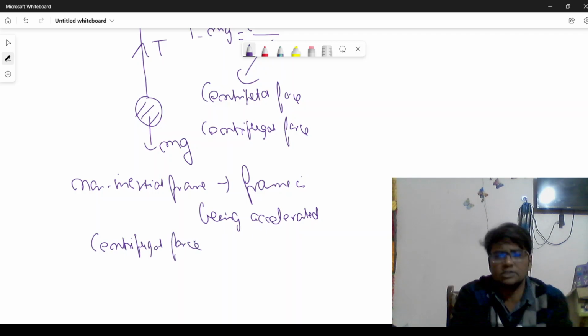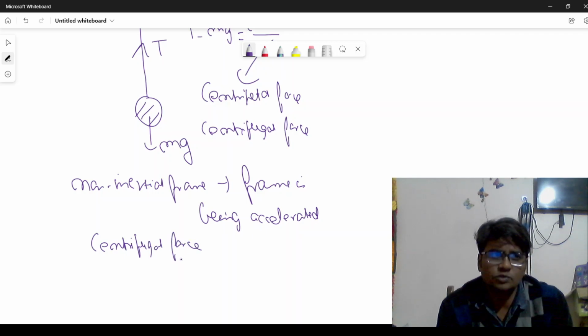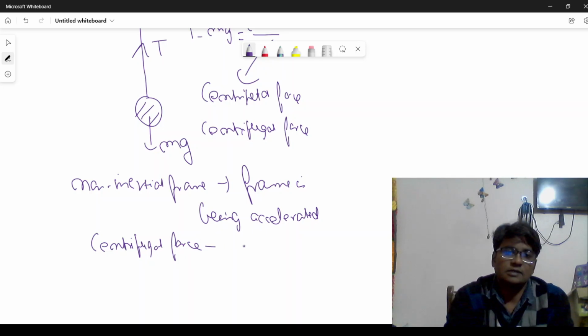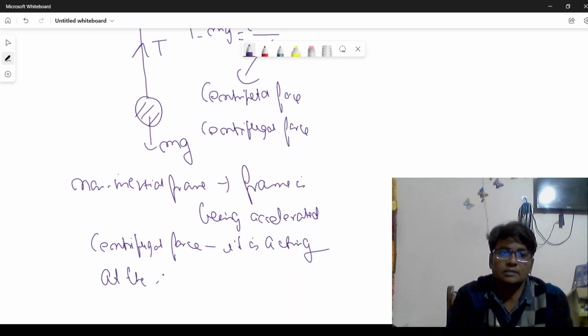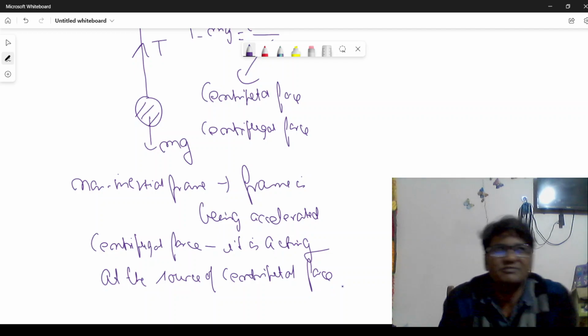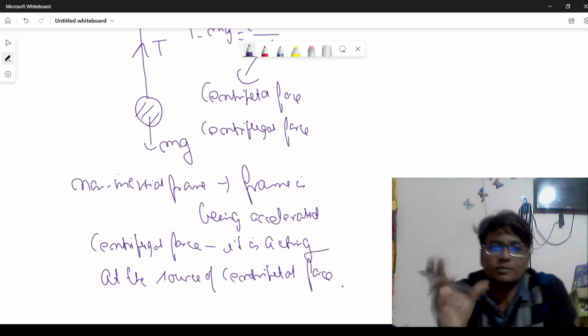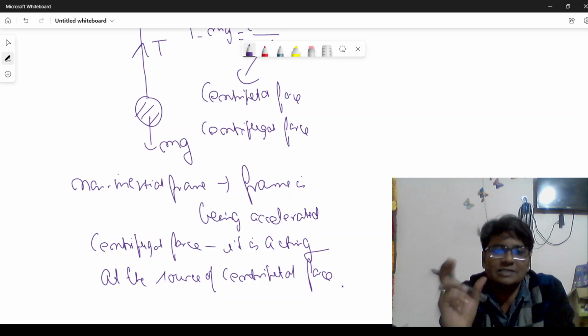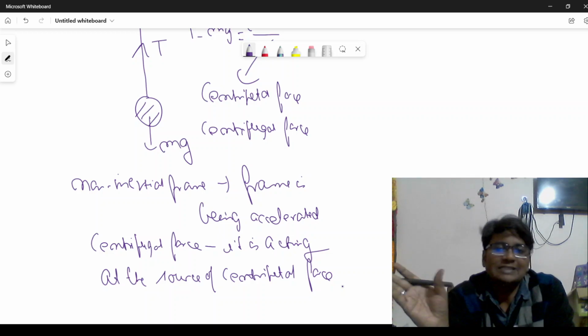Centrifugal force is actually what? It is acting at the source of the centripetal force. So what is the source of the centripetal force? The centripetal force is acting on the bob, the mass, while the centrifugal force is acting on me, myself, in the outward direction.